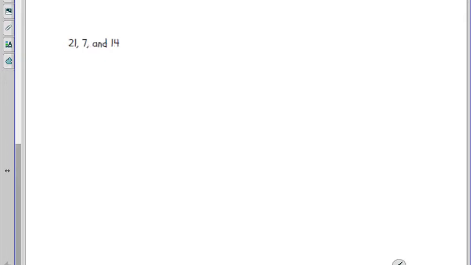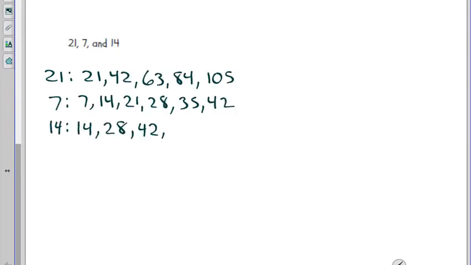Here's another example. This time I have 3 numbers to deal with. So you can go ahead and list the multiples of them. So we have 21, and I can have a 21, a 42. There we go. And after doing that, I seem to have 42 as a common multiple. That seems to be the least common multiple. 21 is shared by 7, but not 14. And so there we go.